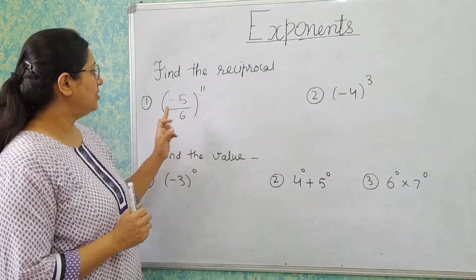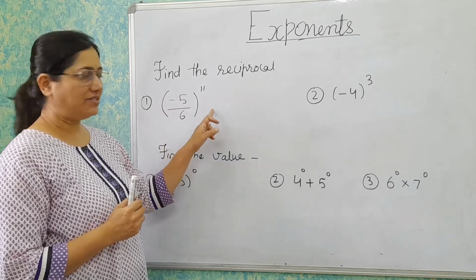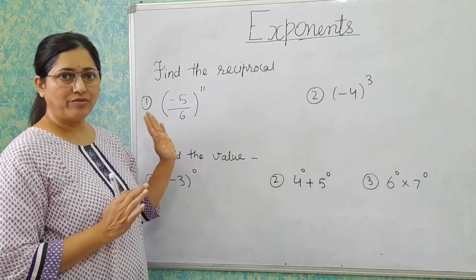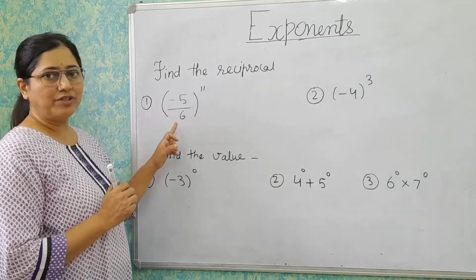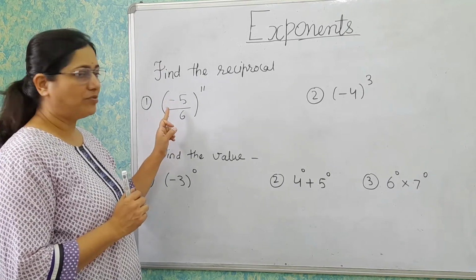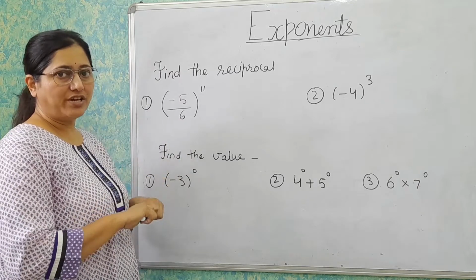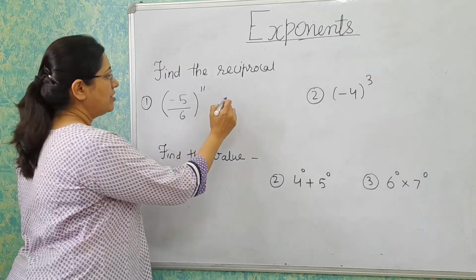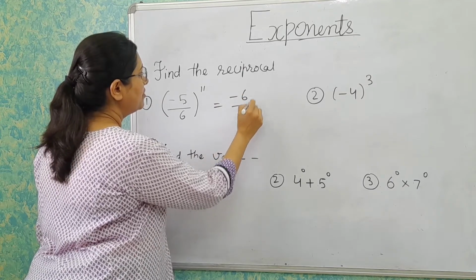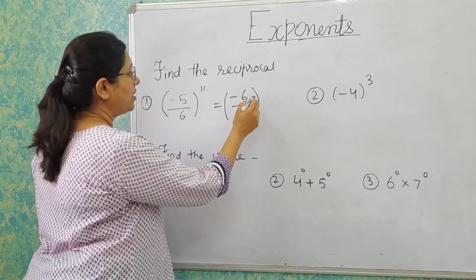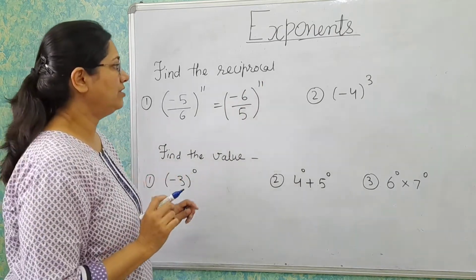Find the reciprocal. See, these are two exponential numbers and we have to find the reciprocal. And you know, whenever we have to find a reciprocal, we simply change the order of the number. 5 is at the numerator position and 6 is at the denominator position. So I just have to reverse the order. So I can write it as minus 6 upon 5, bracket close, and then 11. That's the answer. We don't have to do any calculation.